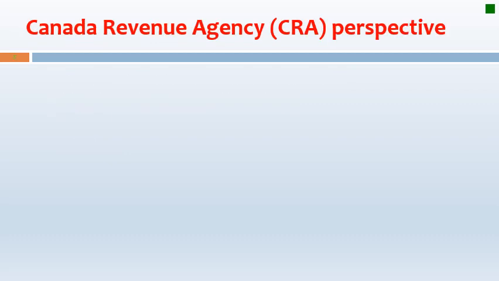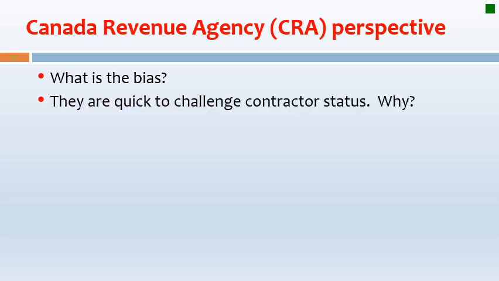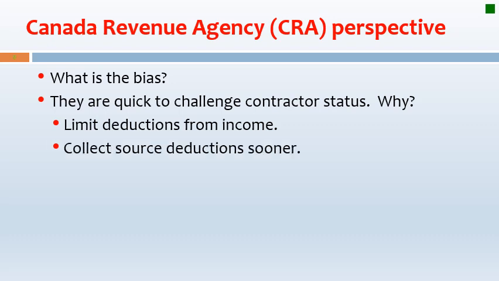What about the Canada Revenue Agency? Do they care one way or the other? In reality, they tend to want to challenge an individual's status as a contractor, as this is an area that people tend to abuse, specifically in order to deduct excessive or non-business related expenses. The CRA is also able to collect source deductions sooner from employees. It's up to the individual to provide evidence that they are an independent contractor when they're challenged by the CRA.